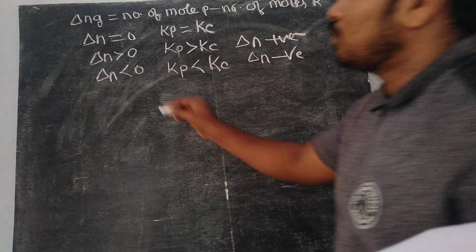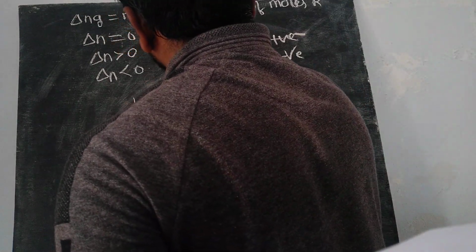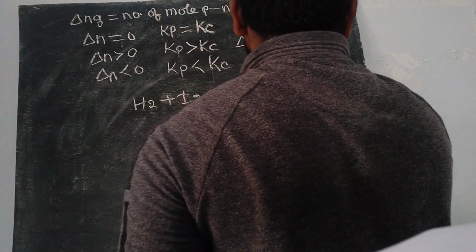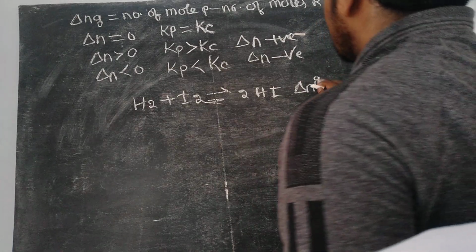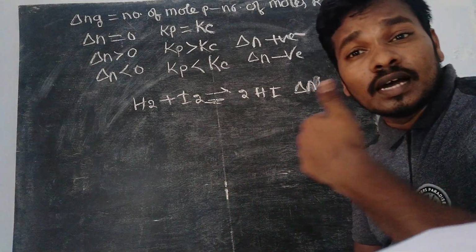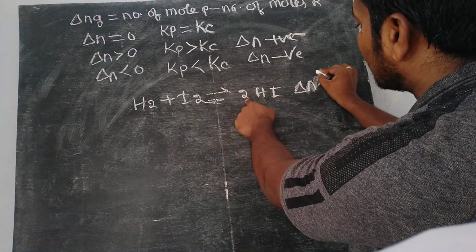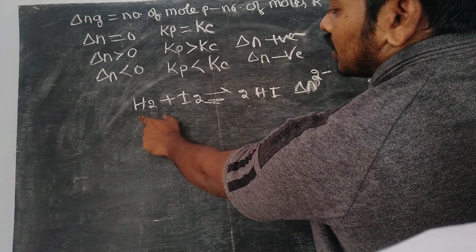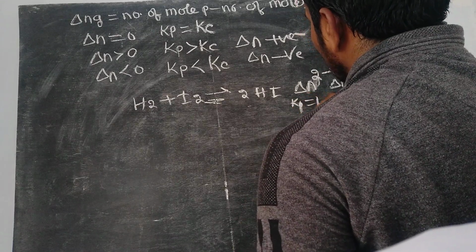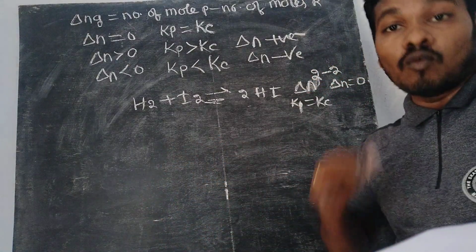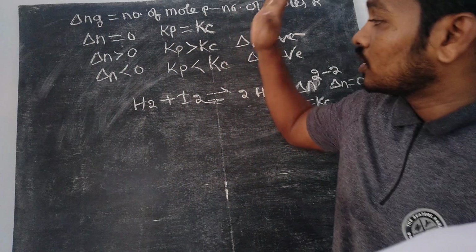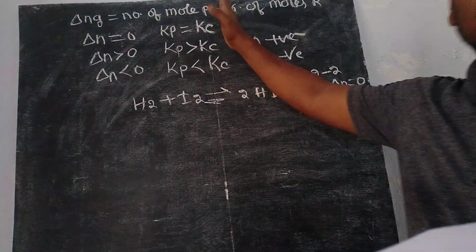See, for example, H2 plus I2 gives rise to 2HI. Here we have to calculate delta Ng, nothing but delta n, the number of moles of the product minus the number of moles of the reactant. How many moles of the product? 2. Moles of the reactant? 2. So delta n is equal to 0, which means Kp is equal to Kc. There is no change in the volume, that means the product volume and reactant volume are equal. That time only delta n is equal to 0, and Kp is equal to Kc.